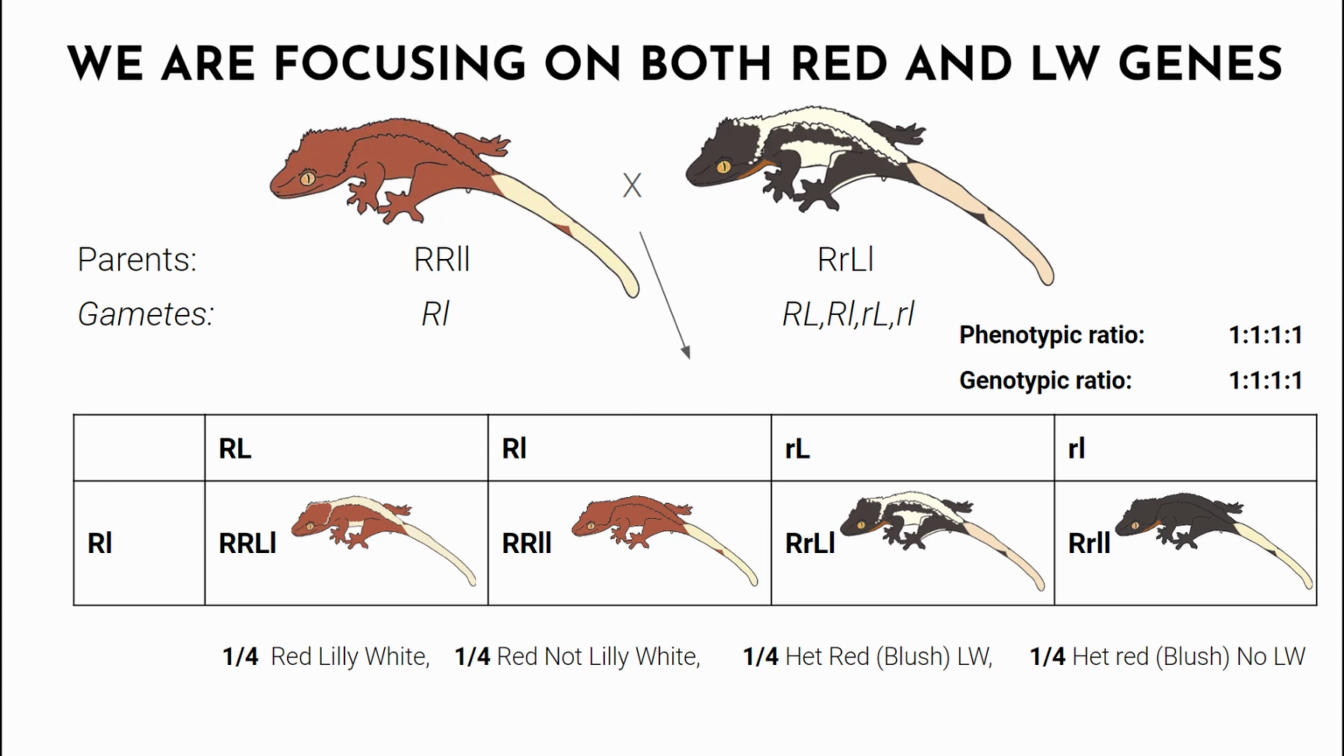Therefore, the gametes that are being passed on are big R, small l from the red base non-lily white parent, and big R, small r, big L, small r, small l from the lily white that has a blush. We can do 4 possible combinations. So we're going to put the gametes of one of the parents as rows and the gametes of the other parent as columns, and then we pair them up and see the possible combinations.